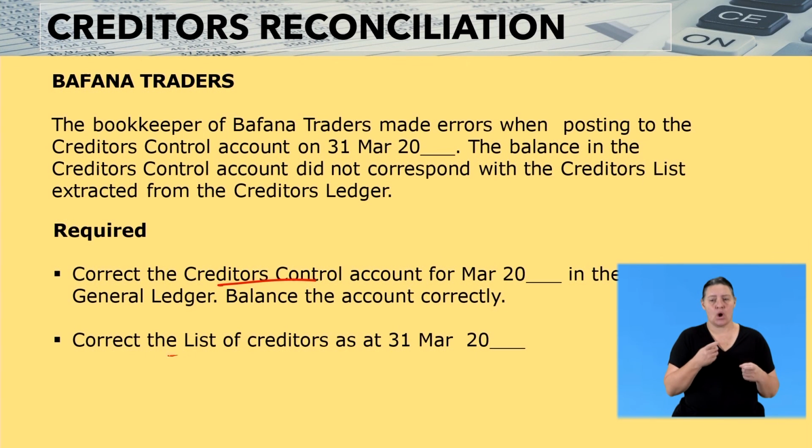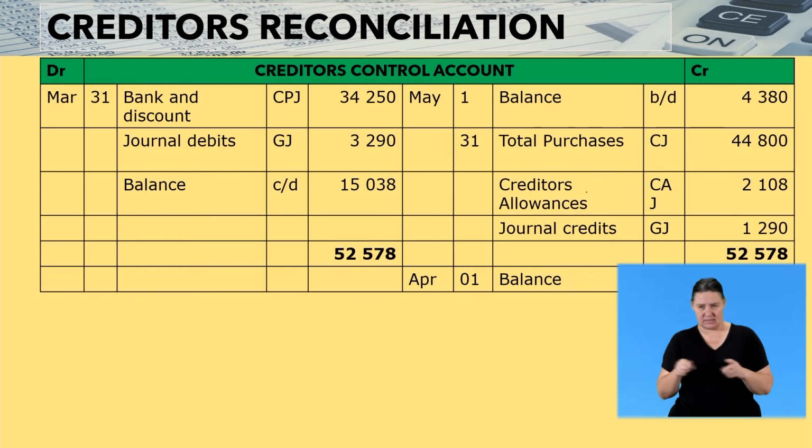Welcome back, dear learners. Before the ad break, we were able to prepare a correct creditors control account, and we were also able to correct the creditors list. I have a question here with me which relates to Bafana Traders. We are going to do the same again, correcting the creditors control amount as well as the correct list of creditors. Our creditors control account increases on the credit side, but it decreases on the debit side.